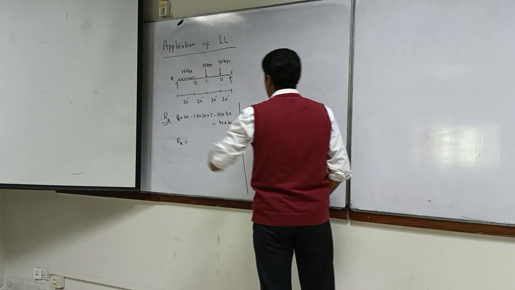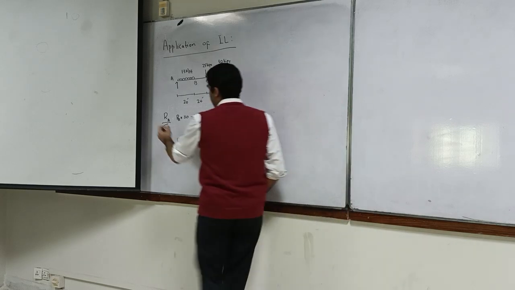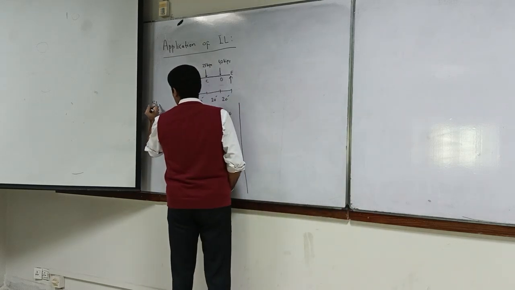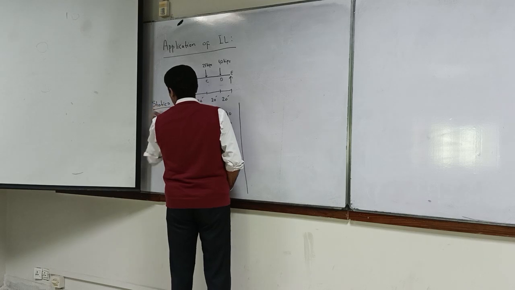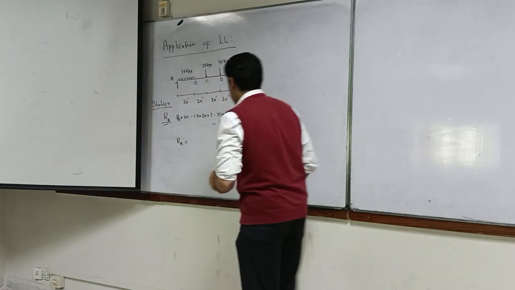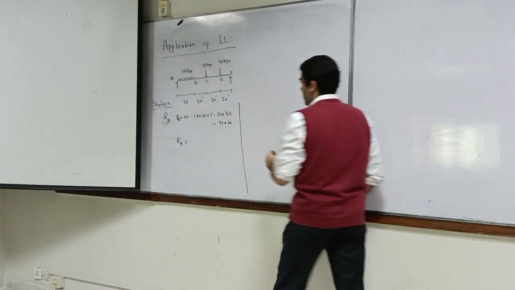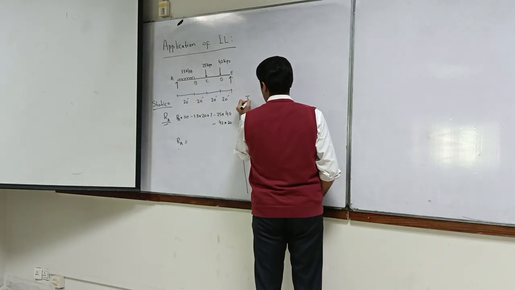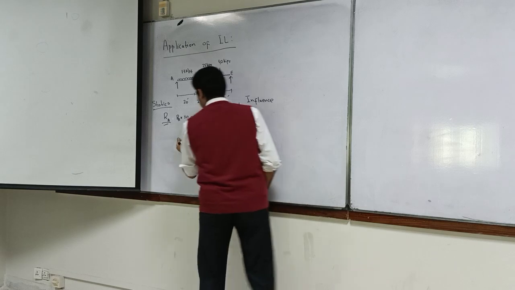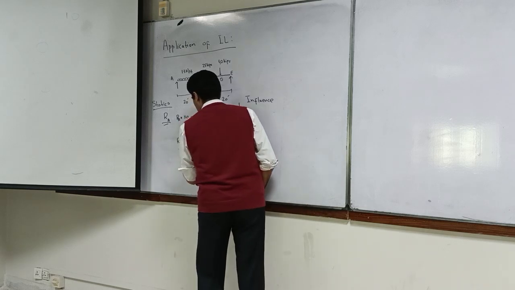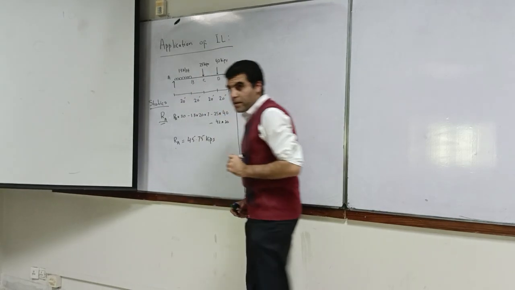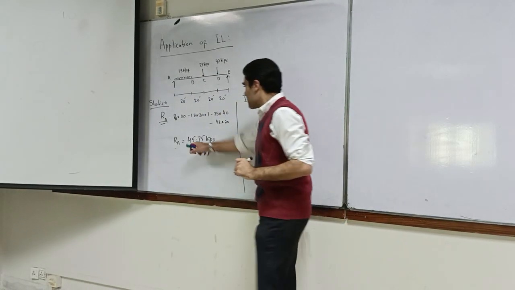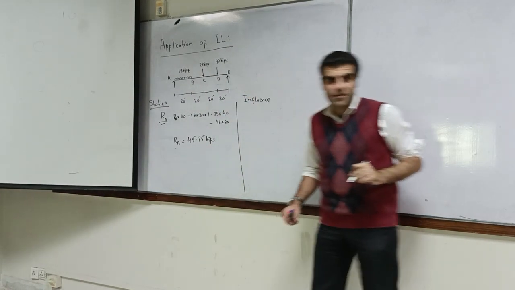Come on. This is using statics, equilibrium. What is RA? 45.75. Is it okay? Yes, sir. Okay. This is our 45.75.